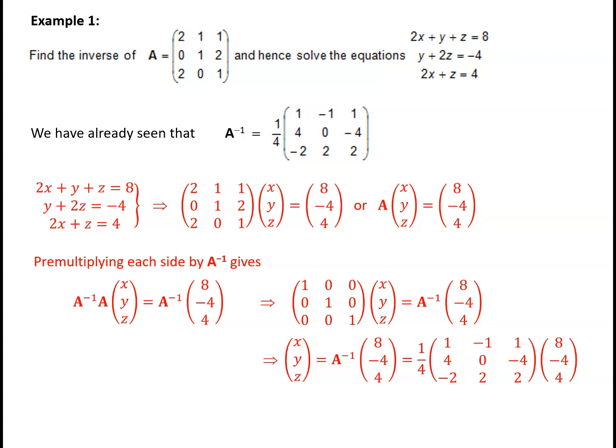We know the format of A inverse, it's 1/4 of the matrix 1, -1, 1, 4, 0, -4, -2, 2, 2, and we've got to multiply that by 8, -4, 4. And if we do the multiplication, and you can check that this is correct for yourselves, we get x, y, z is equal to 4, 4, -4. So the solution of the simultaneous equations is x = 4, y = 4, and z = -4.